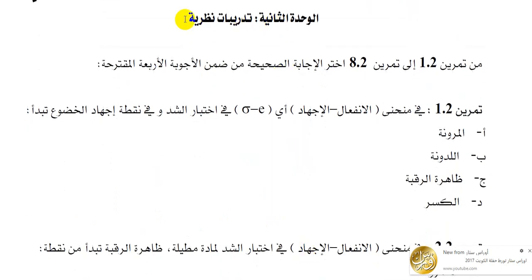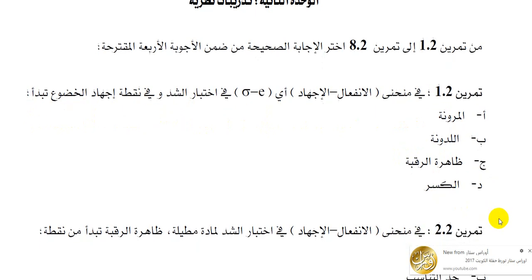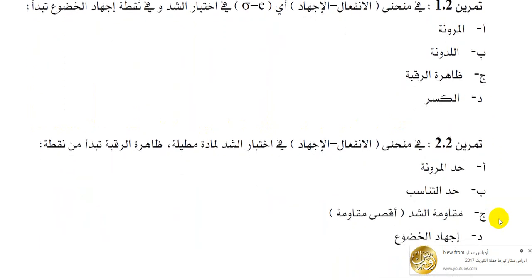Unit 2, or chapter 2, theoretical trainings. From the theoretical exercises, from exercise 1.2 to exercise 8.2, select the correct answer out of the suggested 4 answers, or the suggested 3 answers only. Exercise 1.2: in the stress-strain curve, or sigma-epsilon tensile test curve, exactly at the point of yielding, the plasticity, or the elasticity, or the necking, or the fracture will commence. State the correct answer.